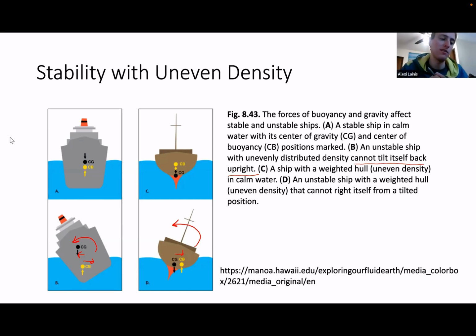So pretty intuitive, but basically this is why you have the keel of the ship, to make sure that you have that restorative couple, as opposed to an overturning couple.